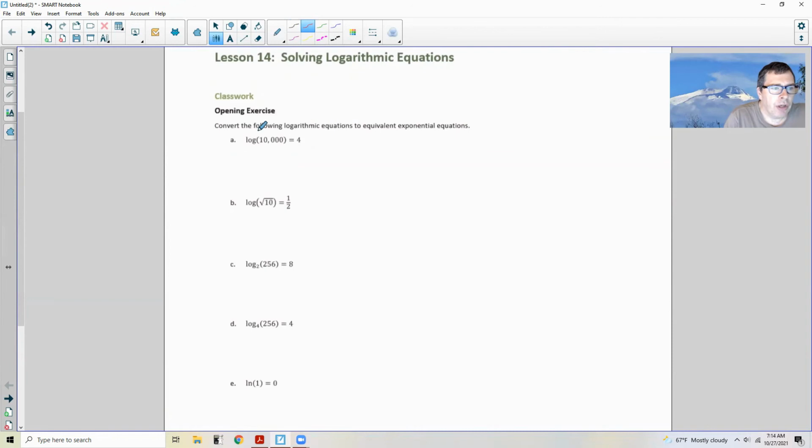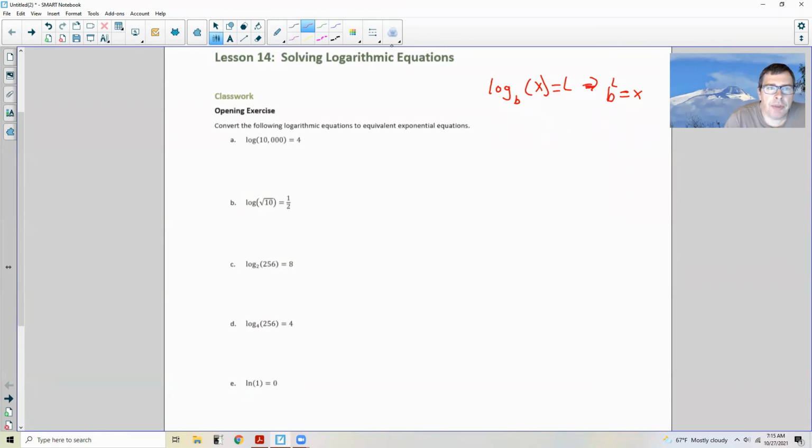using logs. It says to convert the following logarithmic equations to equivalent exponential equations. So if I have log base b of x equals L, for instance, then that converts to b to the power of L equals x. We did this in the last lesson or two, actually.